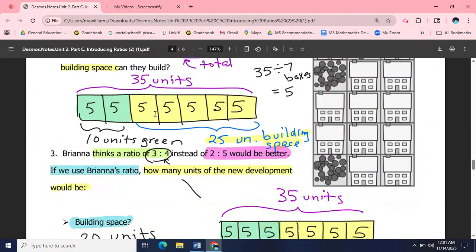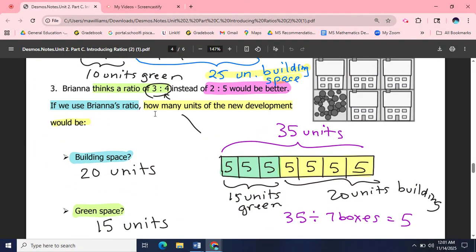So 3 green to 4 building instead of 2 to 5. So that means I have 3 green, 4 building. And since there's still 7 boxes, 35 divided by 7 is still 5. Then you would need 15 units of green and 20 units of building, and that still equals the 35 units.